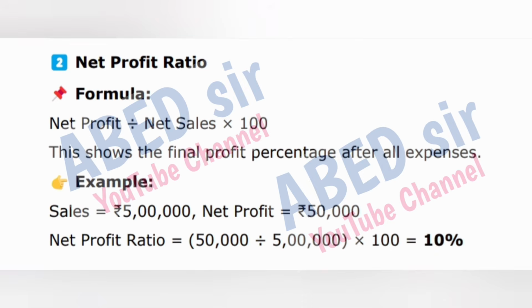2. Net profit ratio. Formula: net profit divided by net sales times 100. This shows the final profit percentage after all expenses. Example. Sales is equal to 5 lakh rupees. Net profit is equal to 50,000 rupees. Net profit ratio is equal to 50,000 divided by 5 lakhs times 100 is equal to 10%.